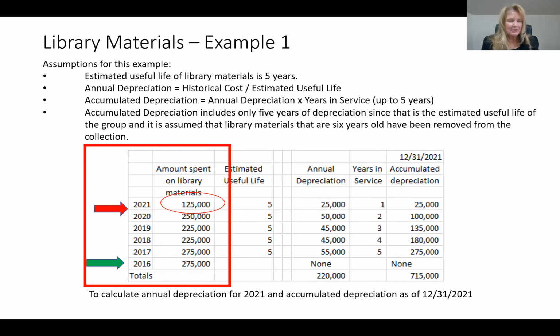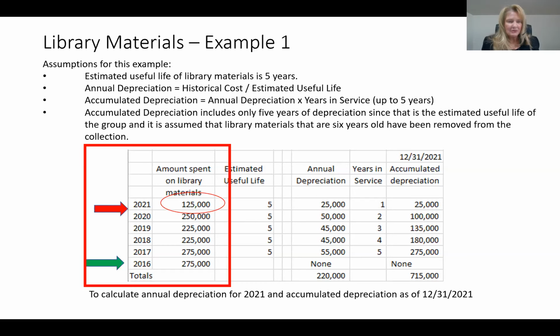Okay, now I want to show you how this works on that chart again. Again, all of that verbiage at the top is the same as it has been. Those are just my assumptions restated. But take a look at this chart. You can see by the red arrow, I've added 2021 now because I'm in year 2021. So my amount spent on library materials is $125,000 for 2021.